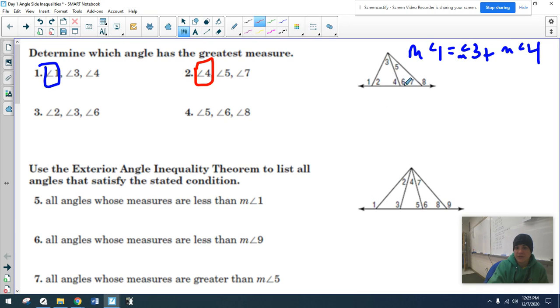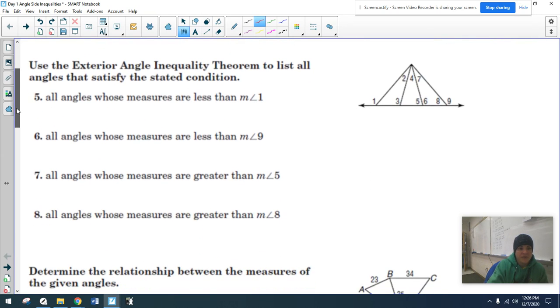So between 2, 3, and 6, 6 is the exterior. It's equal to 2 plus 3. So that would make 6 your biggest. And then we've got 5, 6, and 8. 8 is equal to 5 plus 6. So angle 8.